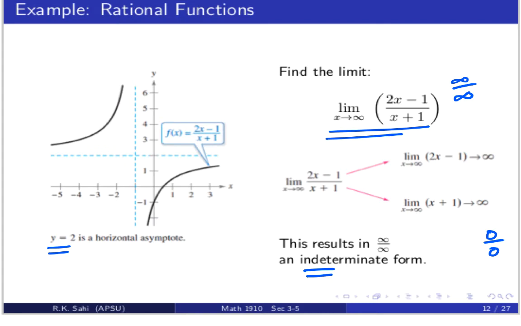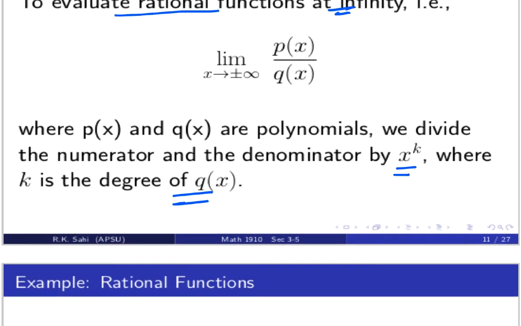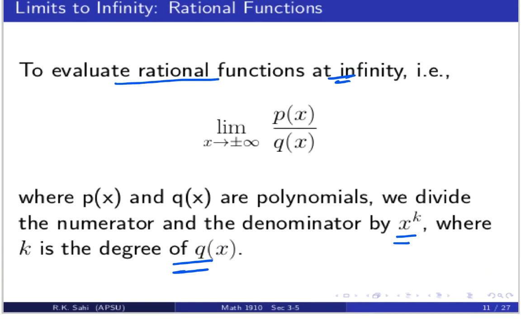And what was this theorem saying? The theorem was saying that if you have a polynomial over a polynomial, we divide the numerator and denominator by x to the power k, where k is the degree of the denominator polynomial. Okay, so keep this perspective.